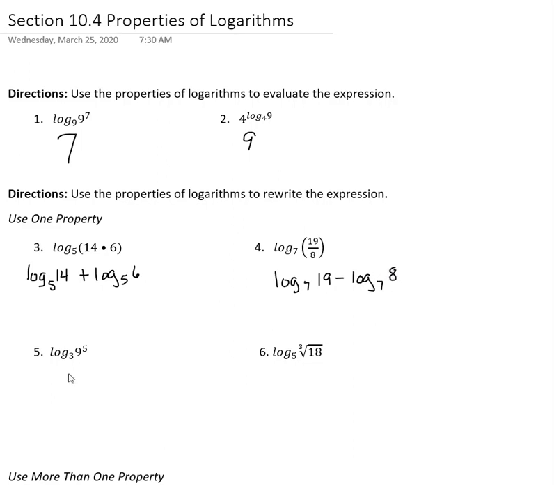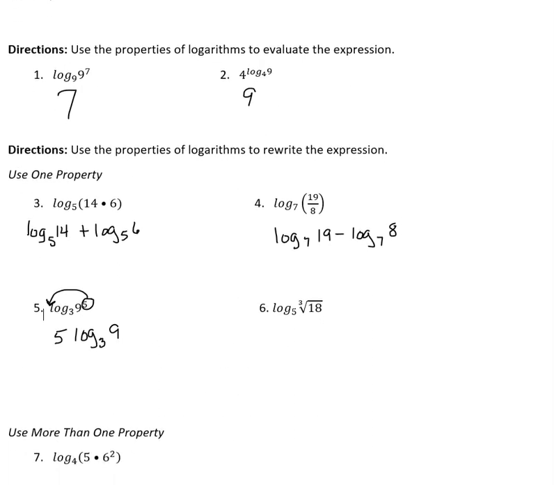I have n x, a power rule. So I end up with 5 times the log. And one way to think about this is to take that exponent and just move it up in front of the logarithm. Okay, so those are 3 of the properties of logarithms that we have looked at.